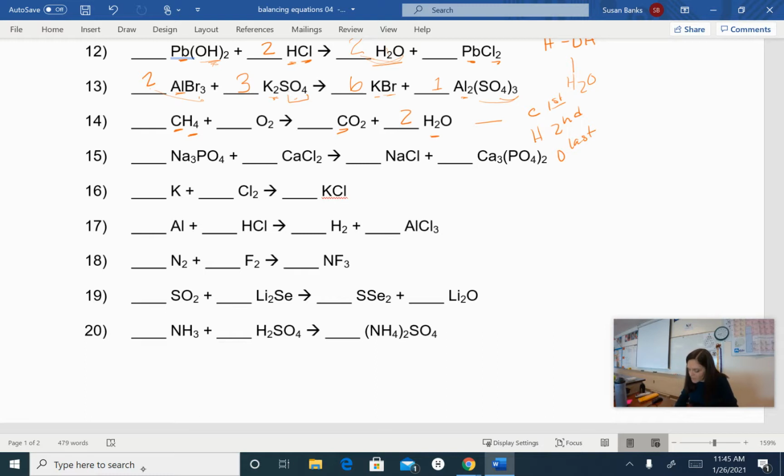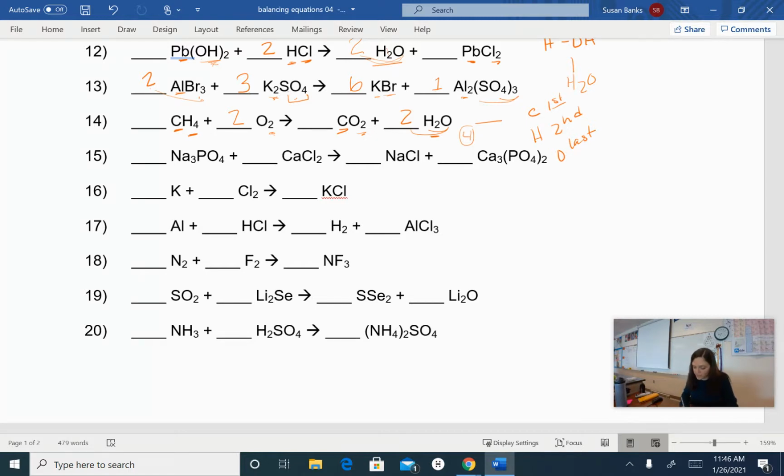Now I'm going to look at my oxygens on my product side. So I've got 2 oxygens here plus 2 oxygens here. So 2 plus 2 gives me 4 oxygens. So 4 divided by 2, because I have the oxygens in groups of 2, gives me 2. So I'm going to need 2 O2s to give me those 4 oxygens. How'd you do on that one?